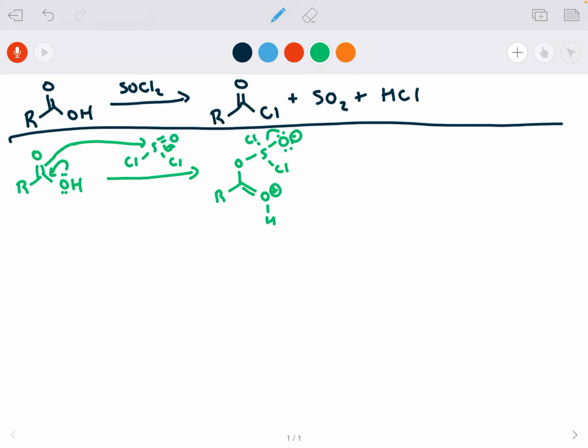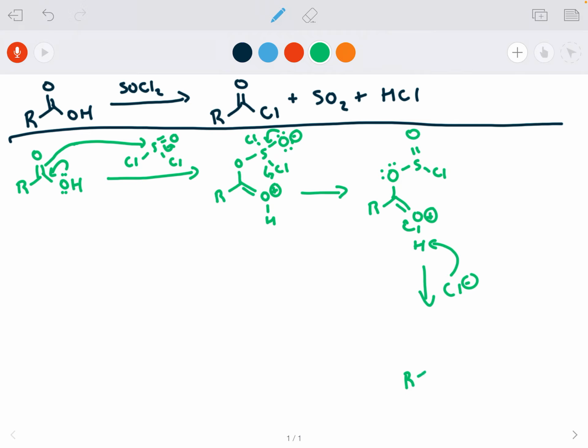The lone pair from the oxygen will move back down and kick off one of the chlorides since they're great leaving groups. So this will give us now that compound. All right, next step is to deprotonate this oxygen down here that has that hydrogen. So that's going to be done with the chloride that just got kicked off. So Cl minus comes in, deprotonate.